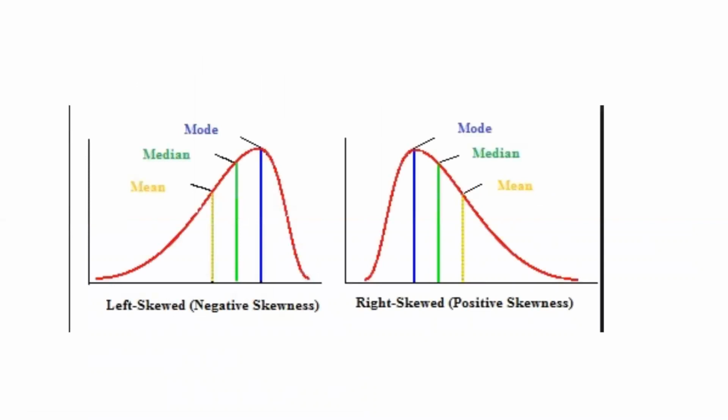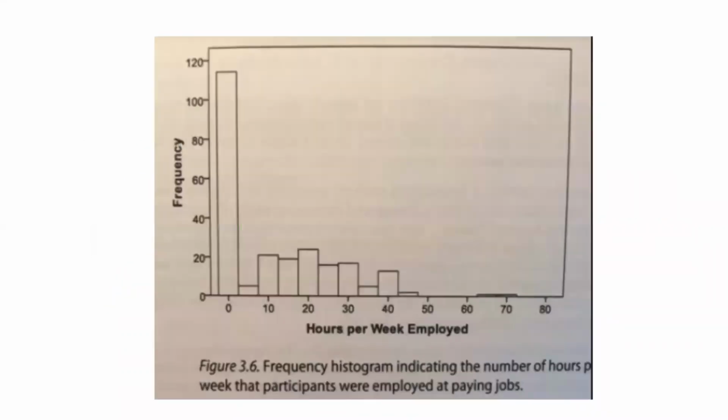So I often refer to this because sometimes it's tricky for me, thinking, okay, if the mean is higher than the median, what is it again? Is it positively skewed? I really like this picture to show the relationship between mode, median, and mean.